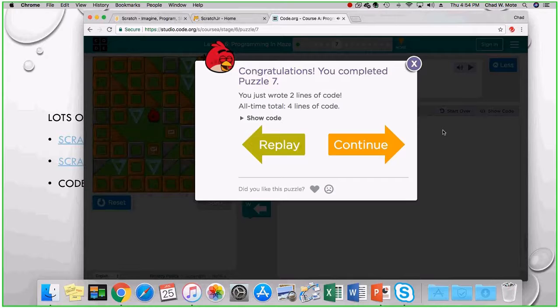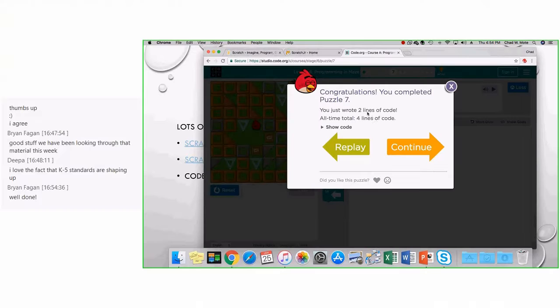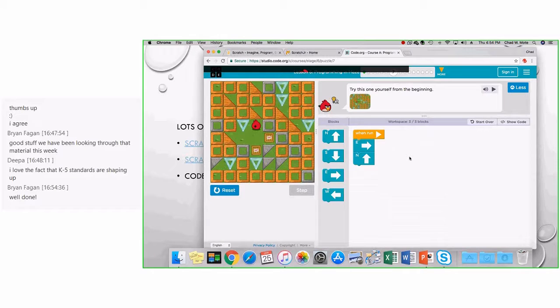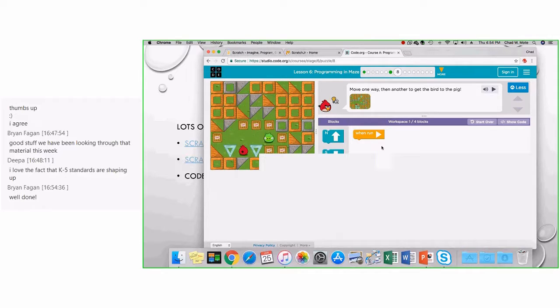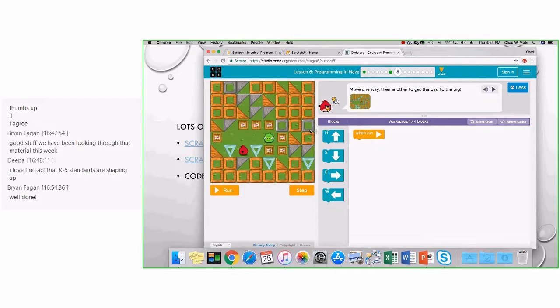I wrote 2 lines of code. Check it out. 4 lines total so far, so it's keeping up with that. So the idea here is that the kids are learning movement and how to get their script, or the bird, to their sprite, so to speak, to move around. I don't even know where I was going with it.